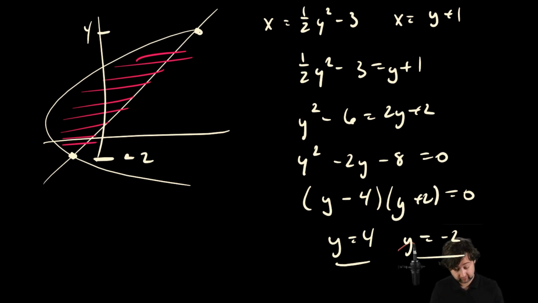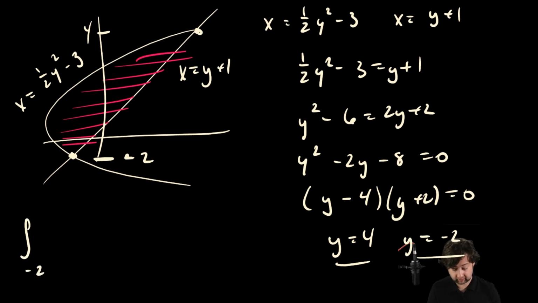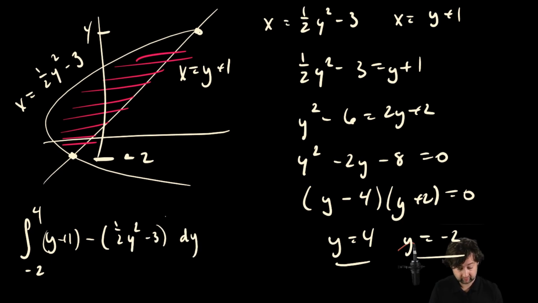It's a number. So I know that the rightmost curve of my rectangles is given by x is equal to y plus 1. And the leftmost curve of my rectangles was supposed to be x is equal to 1/2 y squared minus 3. And so that means that the integral must be, well, I start cutting at -2 and I finish at 4. My rightmost curve is y plus 1. I subtract off my leftmost curve to get the height of the rectangle, 1/2 y squared minus 3. And then the skinny direction of the rectangle, the width of the rectangle, is given by dy.